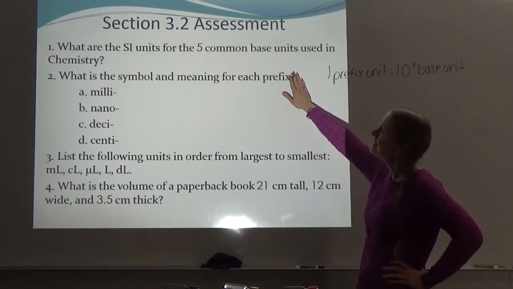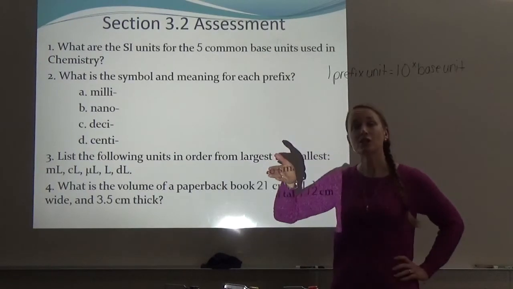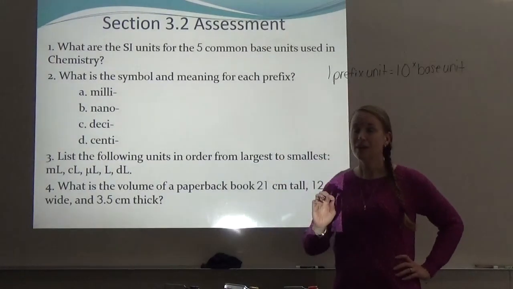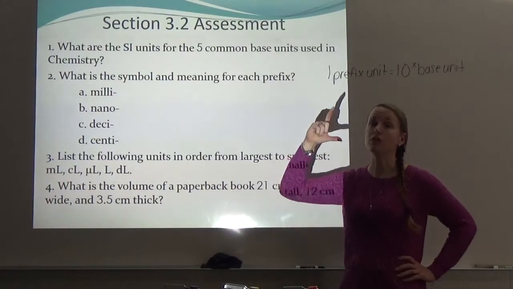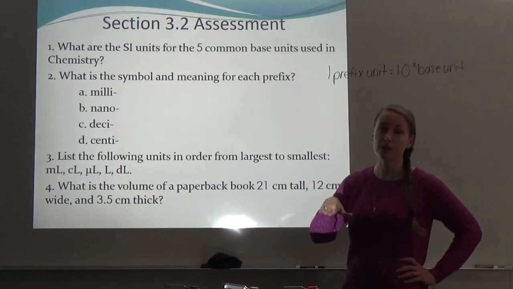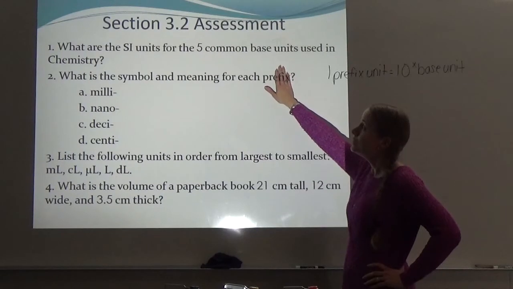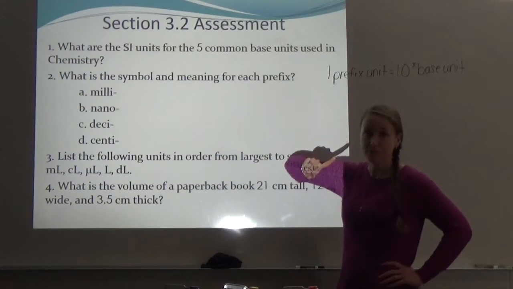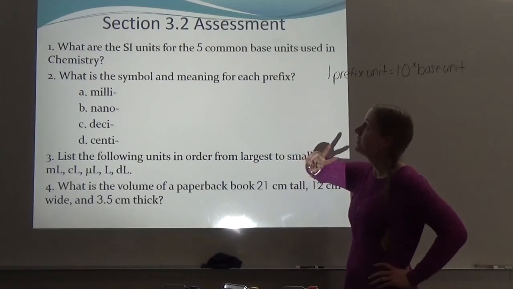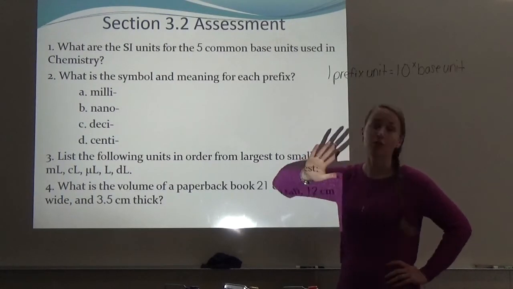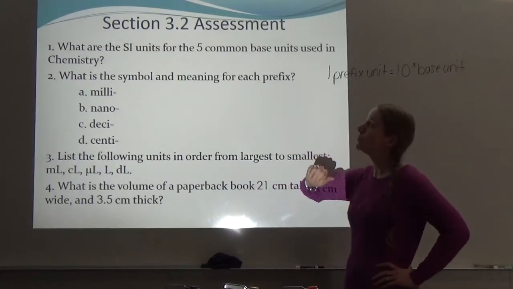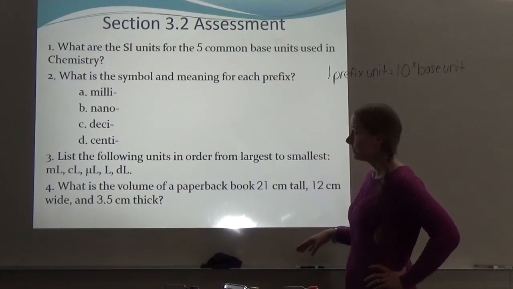So it says, what are SI units for 5 common base units used in chemistry? So notice our chart actually had 7, but the first 5 are the 5 that we'll use in this class. So we're not going to use the candela or the ampere. So our 5 common base units are meters, kilograms, seconds, moles, and Kelvin. Okay, so those are our 5 that we'll use in here.